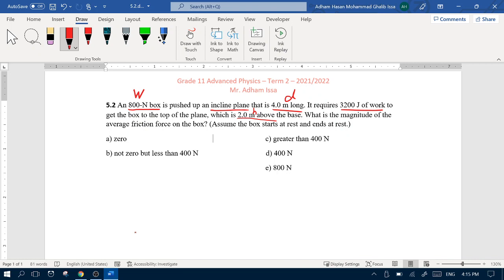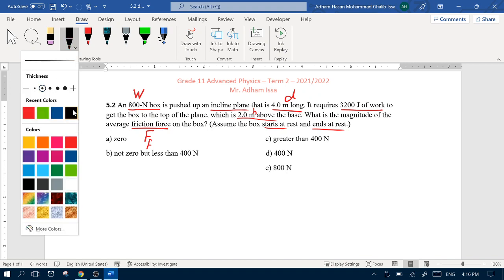Now this is very important to notice, that he needs the friction force. He's not asking about the work. In most questions in this chapter, he will be asking you about the kinetic energy, work, and stuff like this. But pay attention here that he only needs the friction force. So I will write F for force and another small f for friction. Okay, assume the box starts at rest and ends at rest. And actually these two are really important. So let's start by sketching.